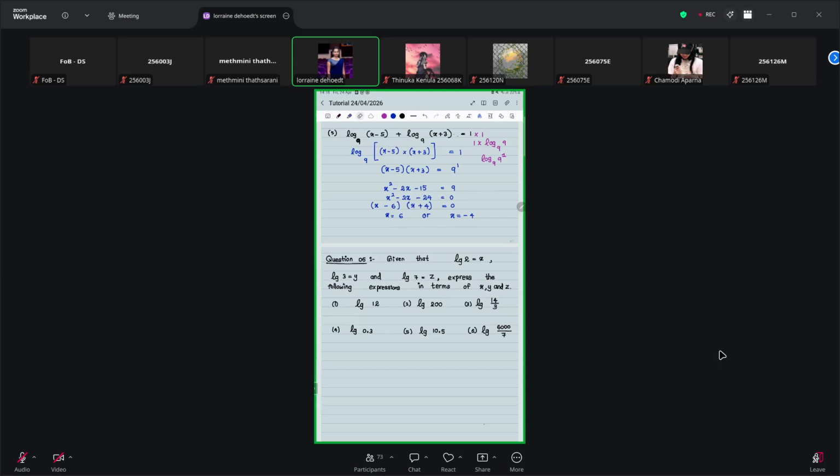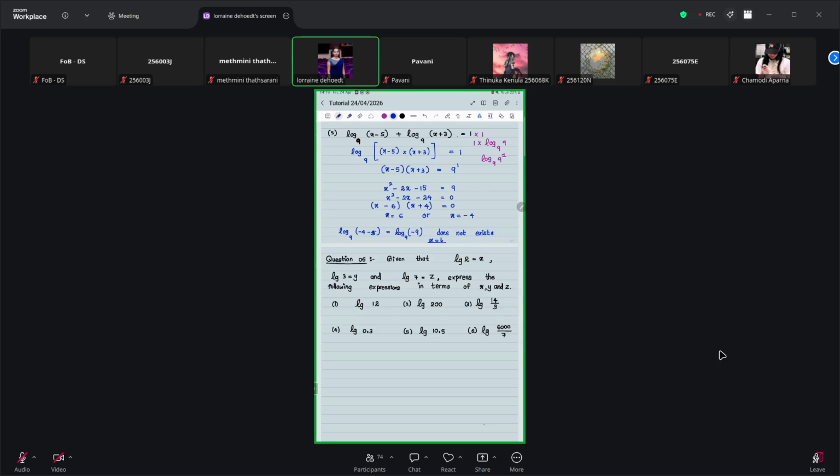You can try with your calculator. Now, when you're substituting x as minus 4, the first term log base 9, it's minus 4 minus 5, which equals minus 9. This one does not exist. That means the final answer is x equals 6.